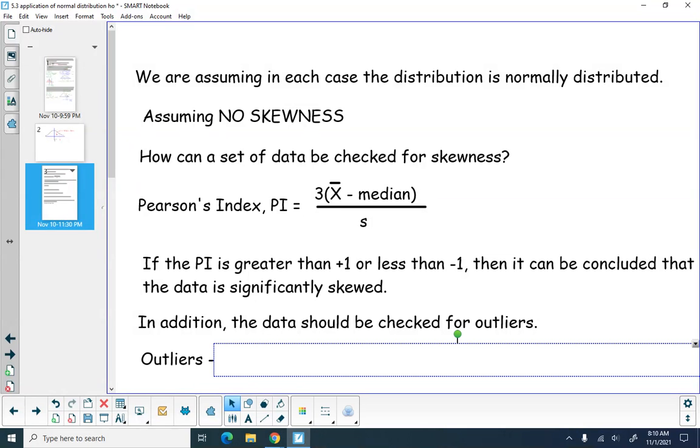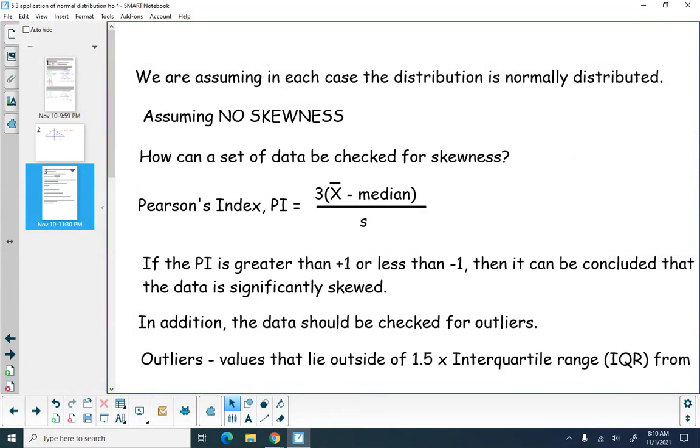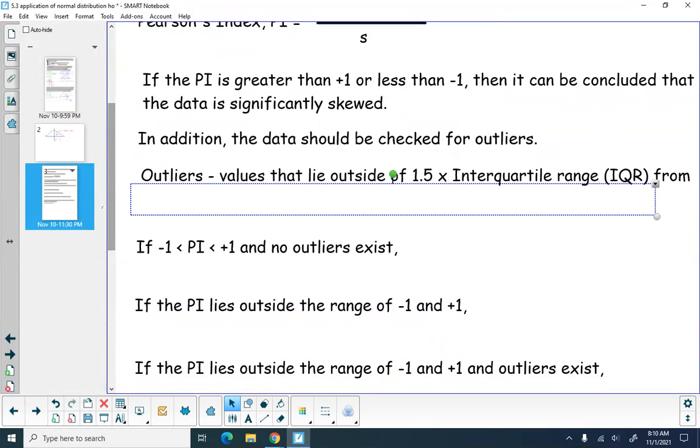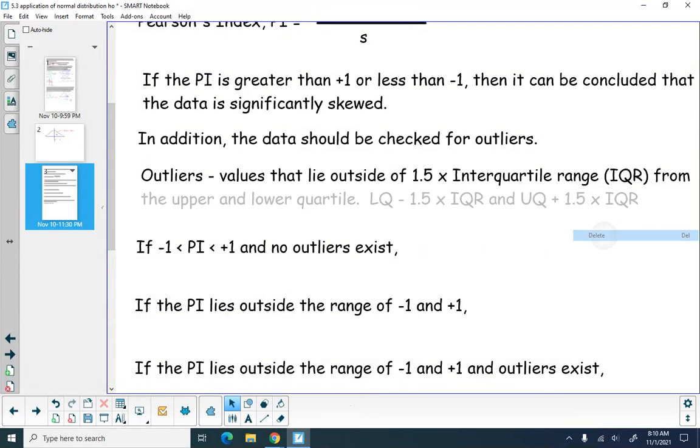Once again, how we calculate outliers, this goes back a couple chapters. How we determine if we had outliers, we took 1.5 times the interquartile range, and subtracted it from your lower quartile and added it to your upper quartile.